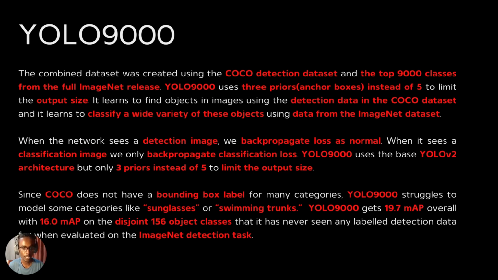Since COCO does not have bounding box labels for many categories, YOLO9000 struggles to model some categories like sunglasses or swimming trunks because it has limits on how many categories it has. YOLO9000 gets a 19.7 mean average precision overall, with 16 mean average precision on the disjoint 156 object classes that it has never seen any labeled detection data for, when evaluated on the ImageNet detection task.